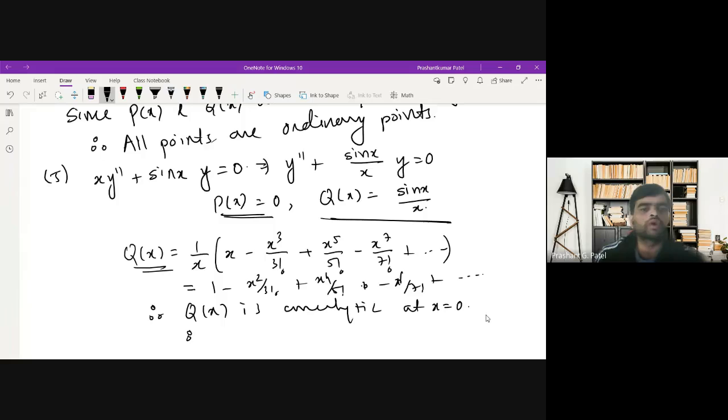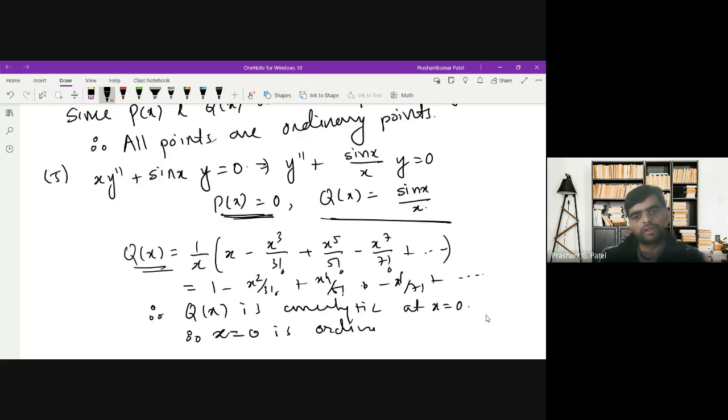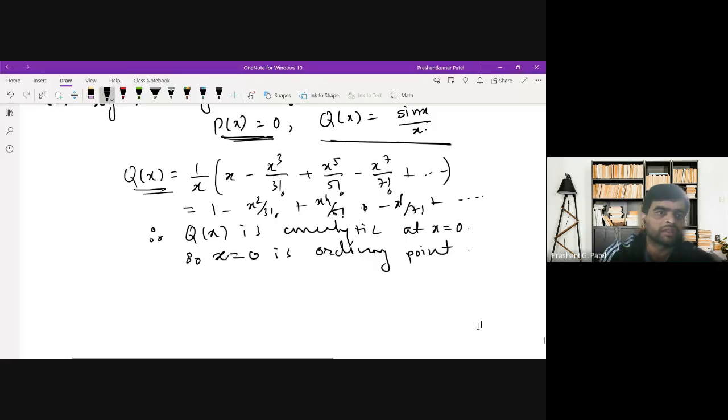So there is no problem with q of x. Hence we can say x equal to 0 is an ordinary point. Very good. It's not a singular point, it is an ordinary point for this differential equation. Fine. Let us give you another example by slightly modifying the previous example.